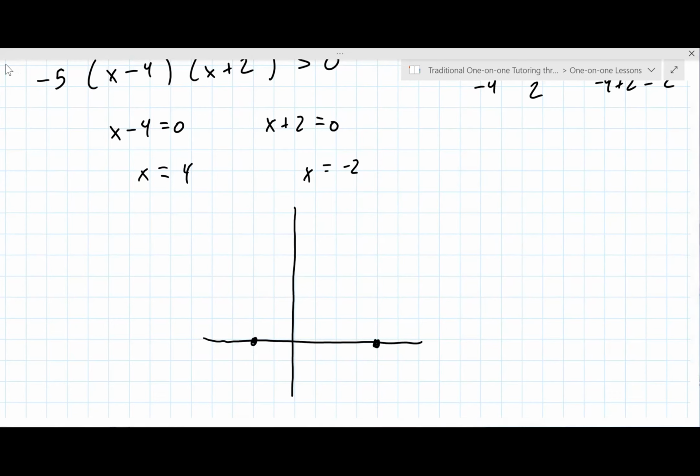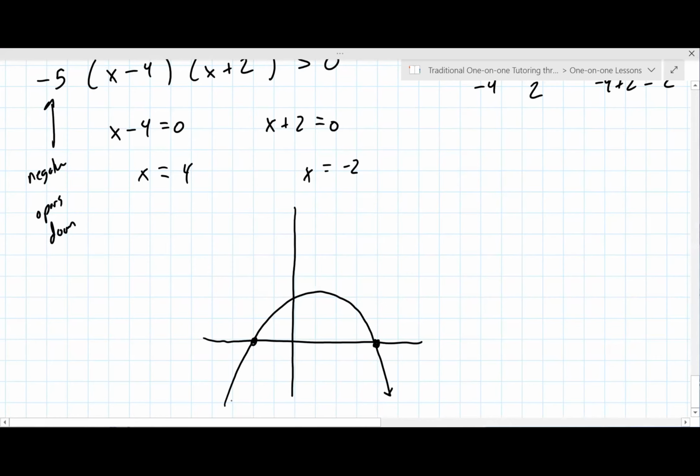But this time, do you see how there's a negative out in front? That means it opens down. So it actually looks like this. So where is it greater than 0? Where is it above the x-axis? Between what two numbers?